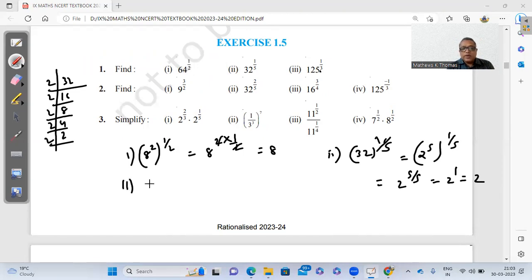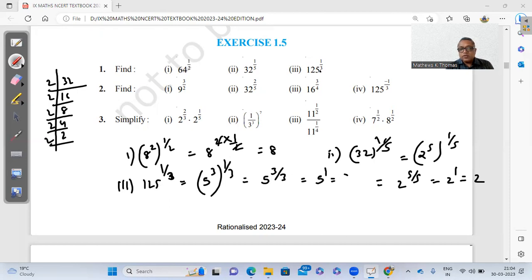Then we have 125 to the power 1 by 3. 125 can be written as 5 to the power 3. Same procedure, if you don't know that 125 is 5 cube, do the prime factorization. Whole to the power 1 by 3. So 5 to the power 3 by 3. Powers get multiplied.